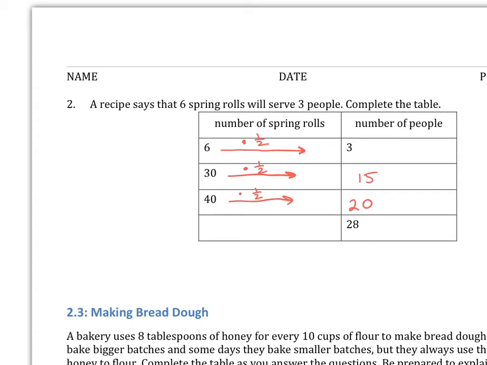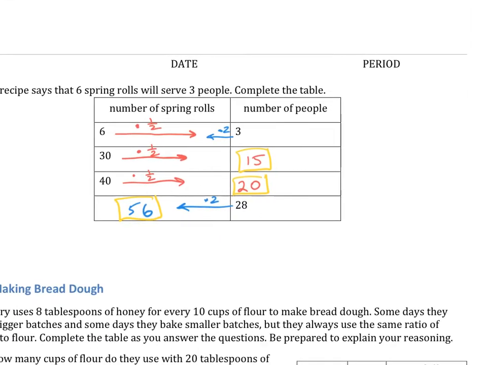Now for the last one, I would have to think of it going in the other direction. So how does 3 turn into 6? Well, you can multiply by 2. So I'm going to apply that to the 28, and 28 times 2 is 56. So my answers are going to be 15, 20, and 56. That's what I would fill out.